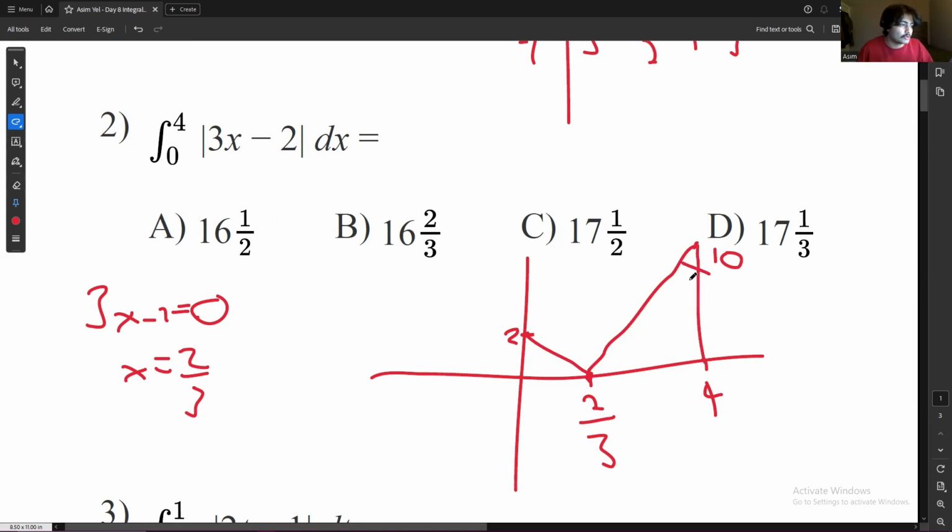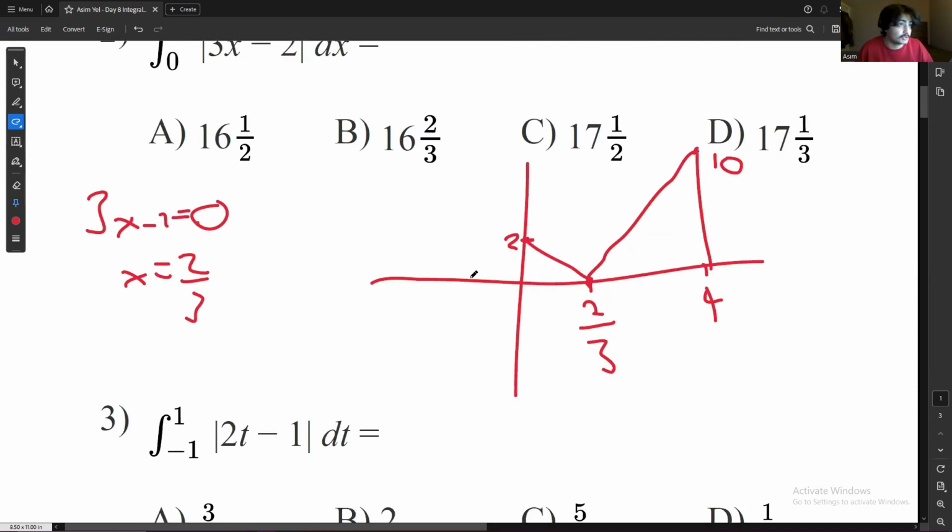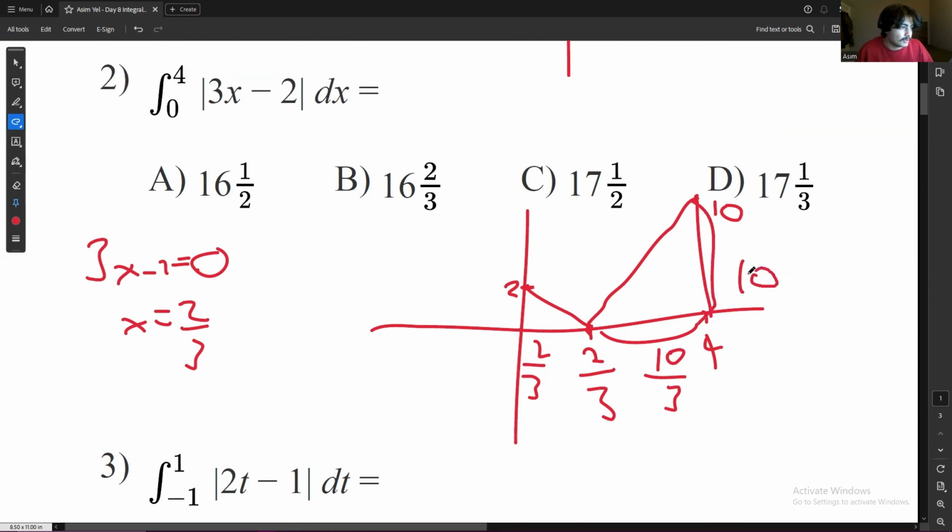This is my triangle. And now I have to find the area under this graph, because this is my graph, guys. Ignore this last part. This will be my graph, and I'm trying to find the area under it. So how can I find it? I just use the values. This should be 2 over 3. This will be 10 over 3 as the length, and the height will be 10, and the height for this one would be 2.